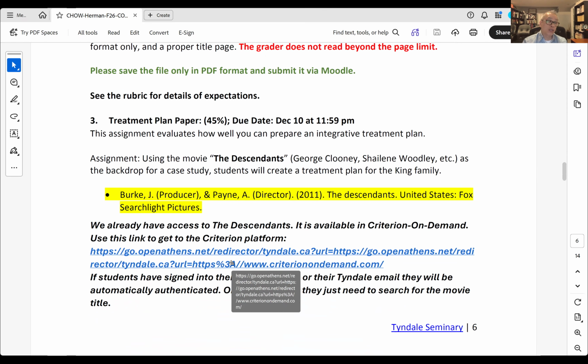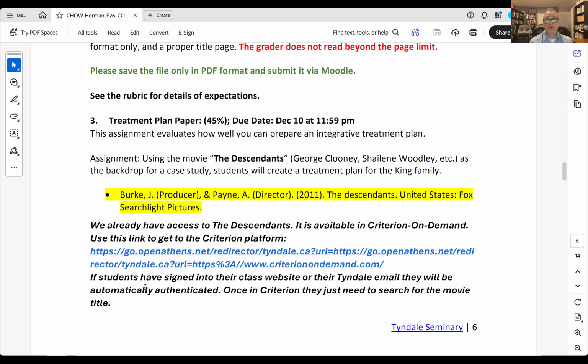Assignment number 3, which is your last assignment. So this is your treatment plan paper. This is worth 45% of your grades. The due date is on December the 10th, which I believe is the last day of the semester. It's due on that date.